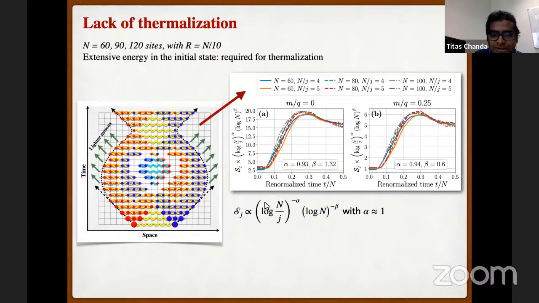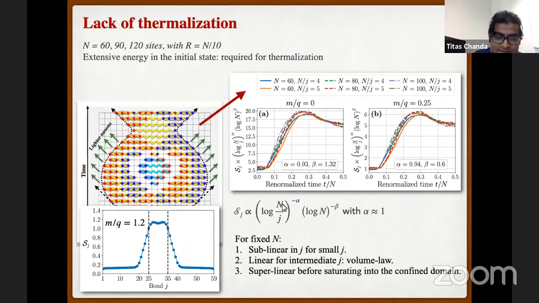And in the outer region, the entanglement entropy follows this scaling law, where N is the system size and J is the bipartition size, with exponents alpha and beta, alpha being very close to 1. If we fix the system size, then we can see that entropy in the outer region initially grows sublinearly with system size, like here in this case. Then it is linear at intermediate values of J, that is, it mimics volume law.